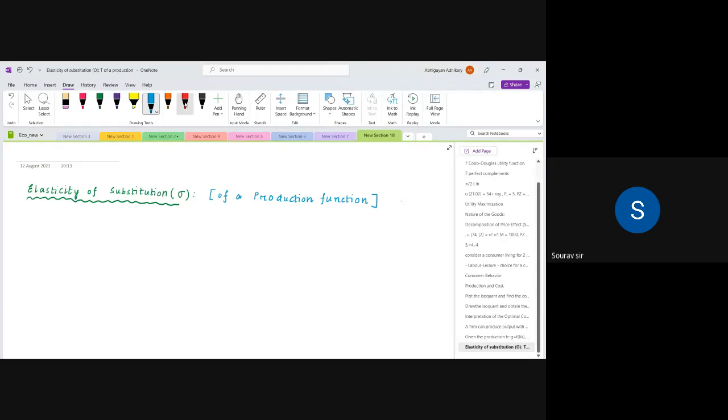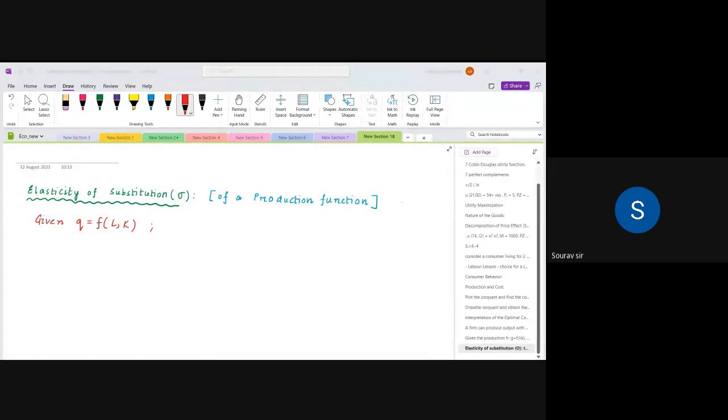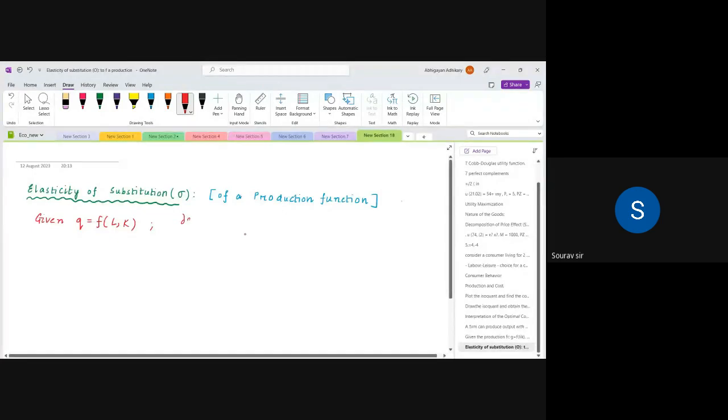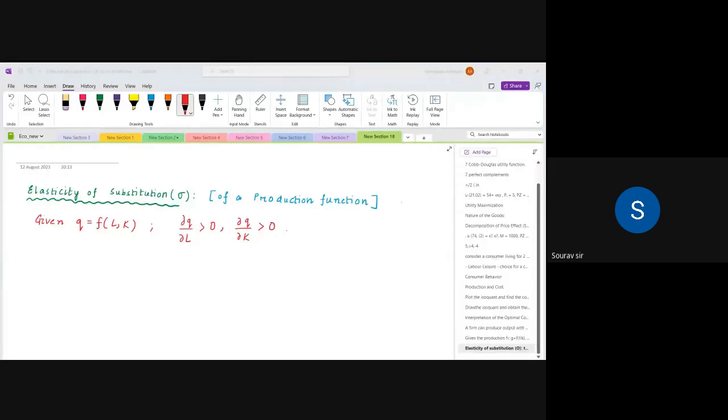In order to start with this concept, we will be assuming that we are given a production function of labor and capital. And when we are writing a production function, we obviously need to put a very reasonable assumption that the MPL and MPK are positive, correct? This has to be the case, no matter what kind of production function you define. We will be taking the rest of the things later on.